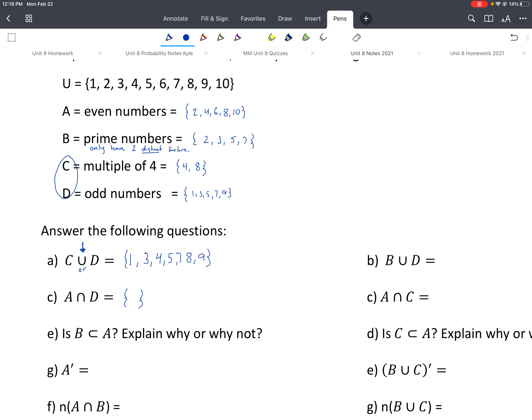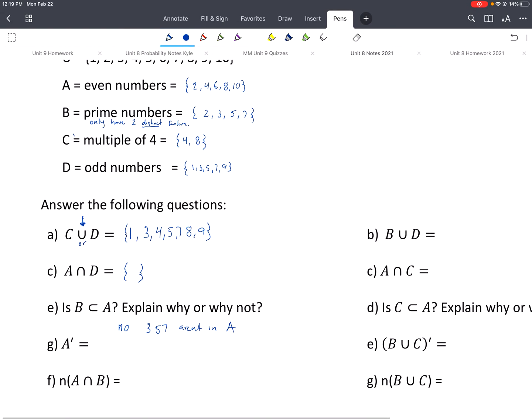All right. Is B a subset of A? So we're going to look at B, see what's in B, and see if all of that is also in A. So 2 is in A, 3 is not. So we know straight away that this is not a subset. Okay, and how would we know? Well, because 3, 5, and 7 aren't in A.